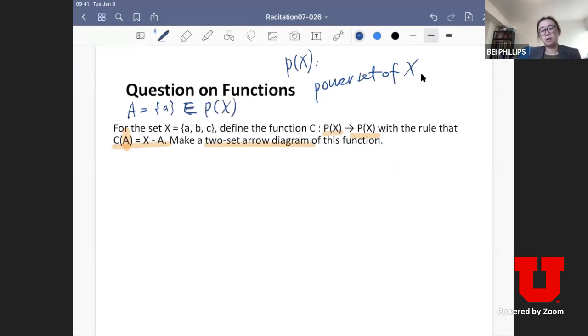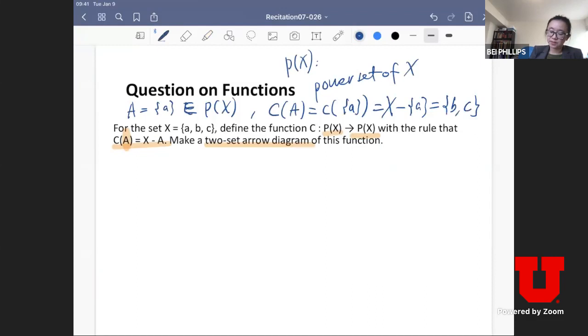Okay. I want to show that if my function C maps A to the element X set difference A, which is equal to, anyone? If my set X has 3 elements, I take the set difference between X and the set with 1 element. What is my result? It's BC, right? Because this is what's in X but not in A.